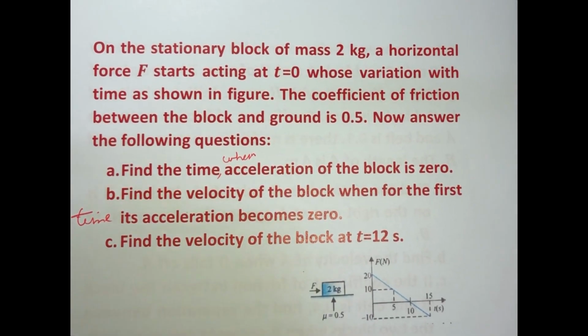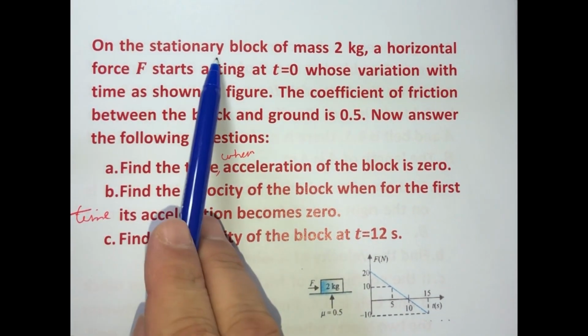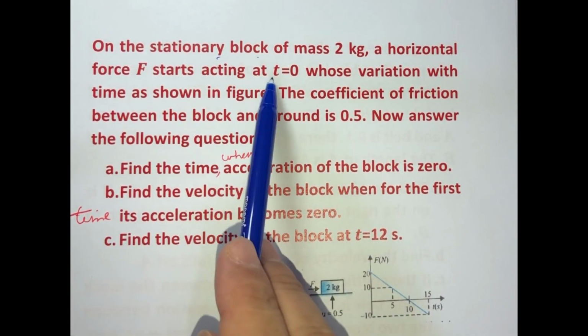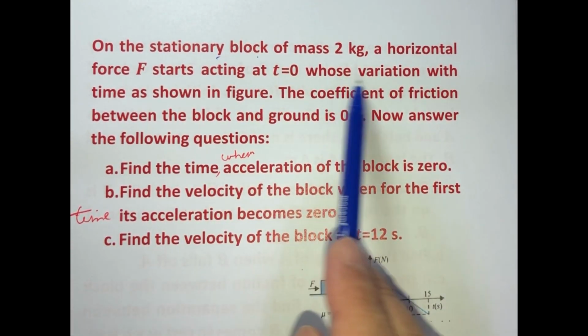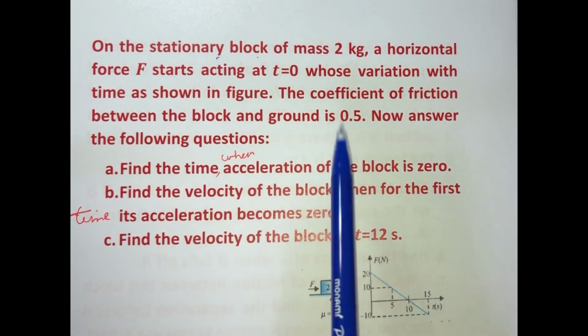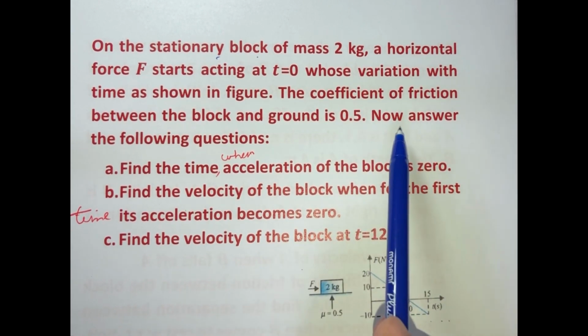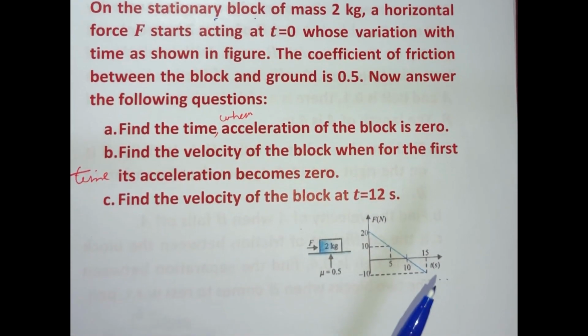Hello friends, in today's question, on the stationary block of mass 2 kg, a horizontal force F starts acting at t equals 0, whose variation with time is shown in the figure. The coefficient of friction between the block and the ground is 0.5. Now answer the following questions.